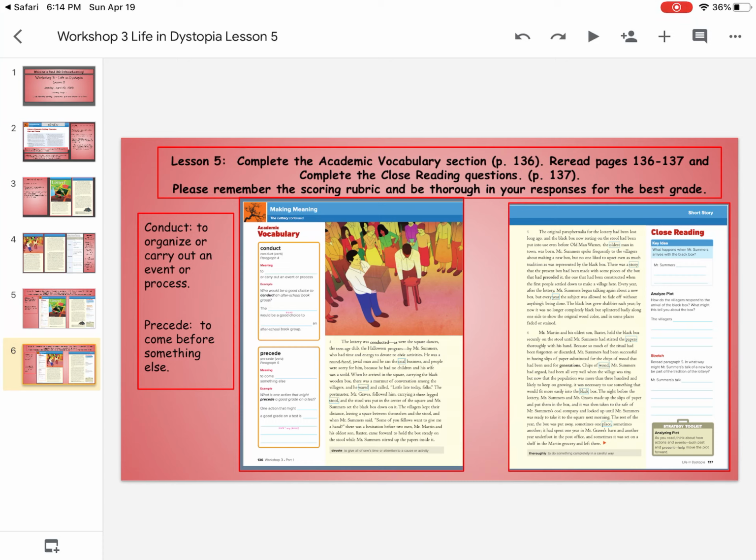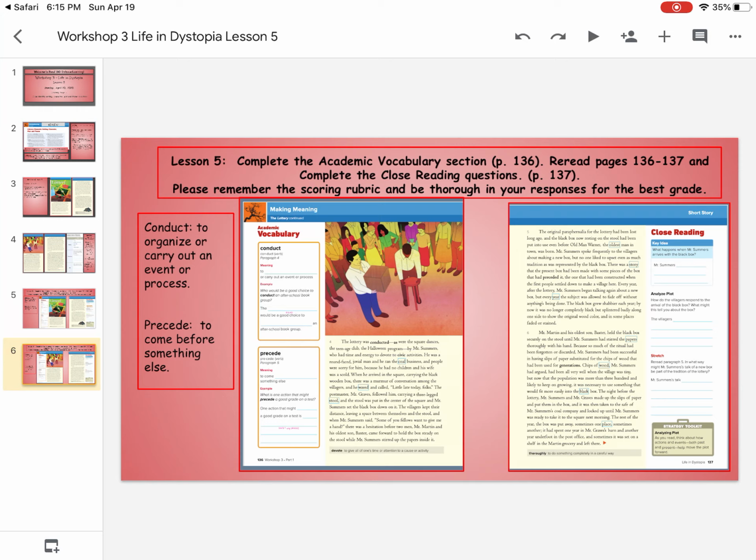"The lottery was conducted, as were the square dances of the Teenage Club, the Halloween program by Mr. Summers, who had time and energy to devote to civic activities. He was a round-faced, jovial man, and he ran the coal business, and people were sorry for him because he had no children and his wife was a scold. When he arrived in the square carrying the black wooden box, there was a murmur of conversation among the villagers, and he waved and called, 'Little late today, folks.' The postmaster, Mr. Graves, followed him carrying a three-legged stool, and the stool was put in the corner of the square, and Mr. Summers set the black box down on it.